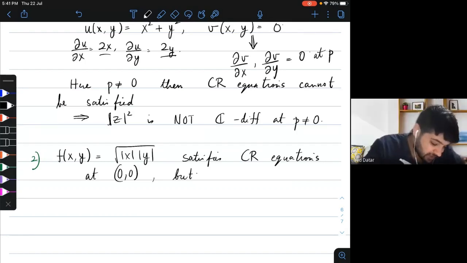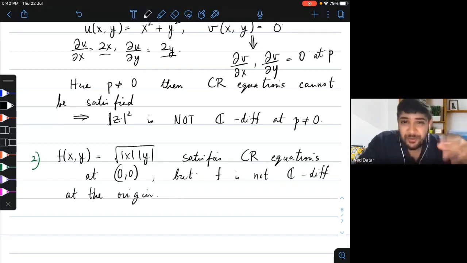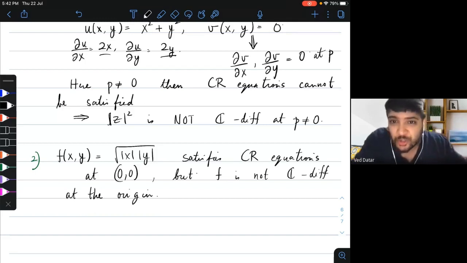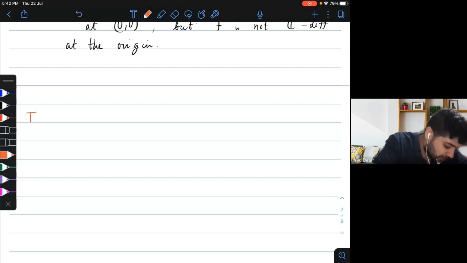So f satisfies the Cauchy-Riemann equations at the origin, but f is not C-differentiable at the origin. I'm not going to work this out. This is a tutorial problem. But what this means is that the converse is actually not true. If you just satisfy the Cauchy-Riemann equations, that does not automatically imply C-differentiability. So what is the correct converse? Here's the main theorem for today.